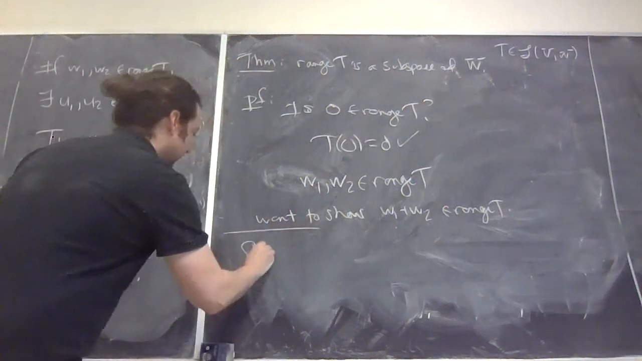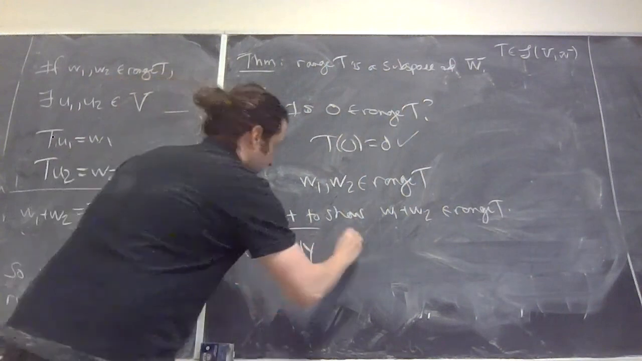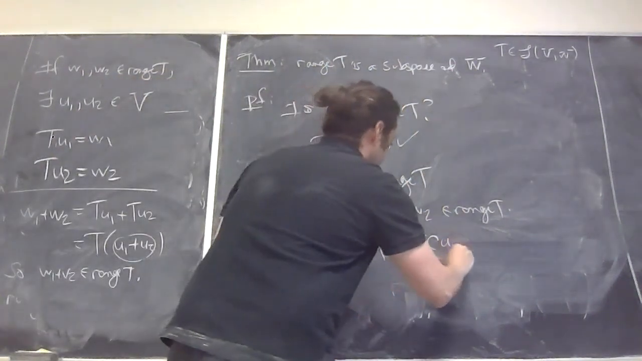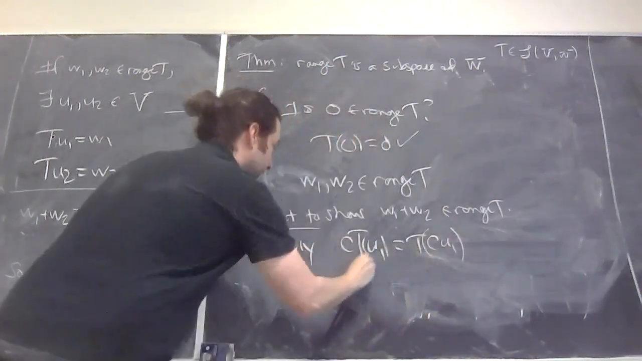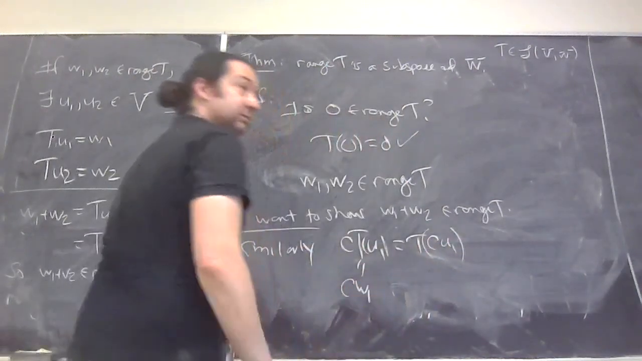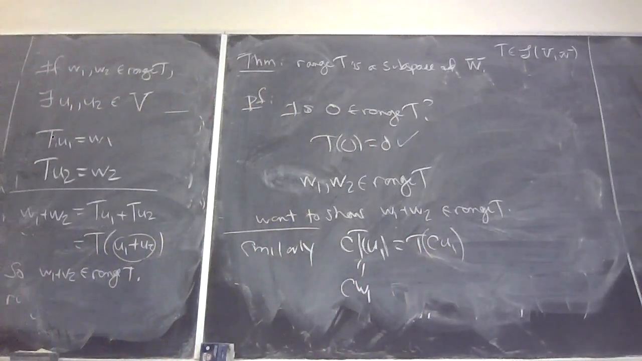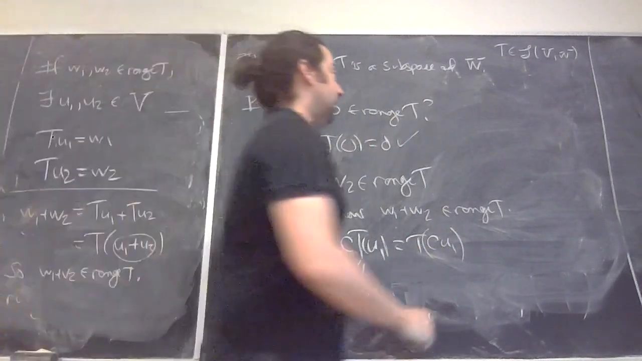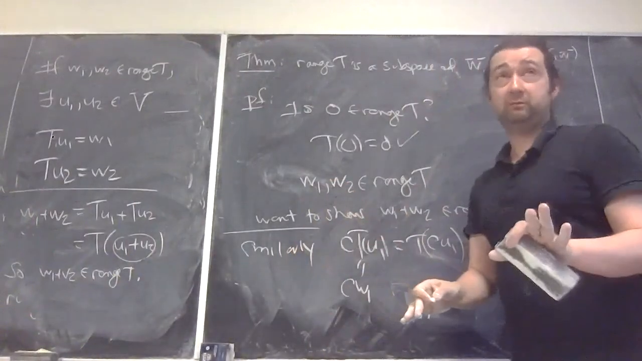So I would say similarly, C times T of U1 is equal to T of C U1. And on this side, this is equal to C times W1. And that would show that it's closed under scalar multiplication. All right, so the range of T is a subspace of the codomain.